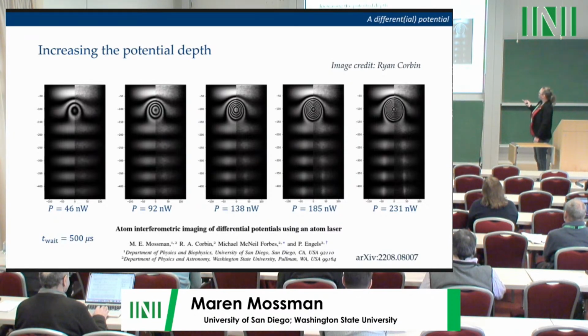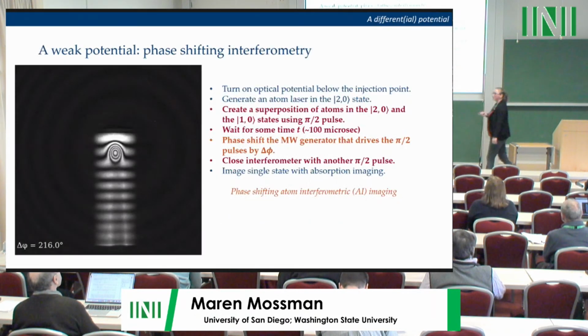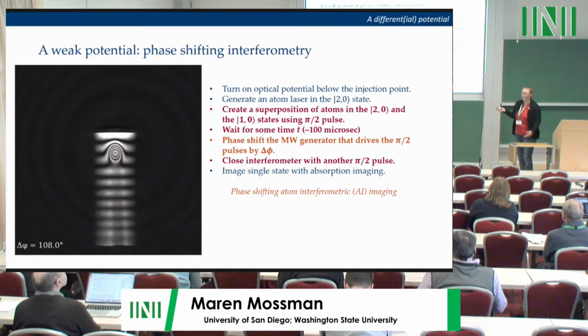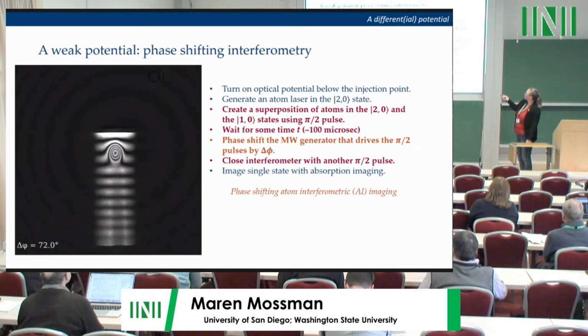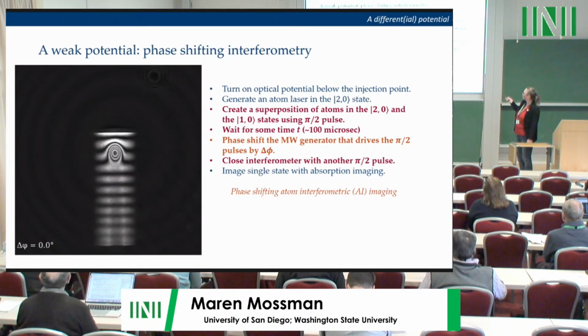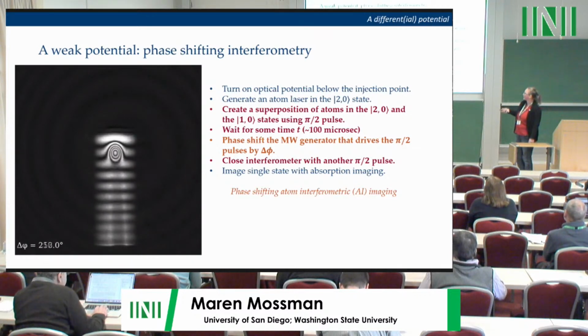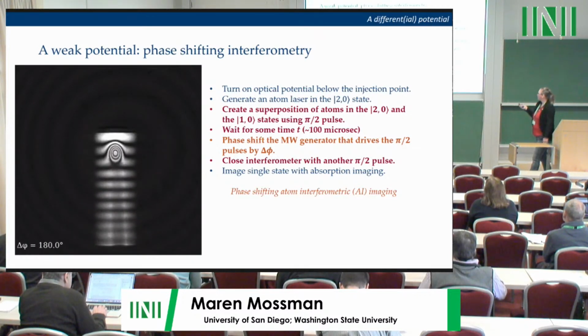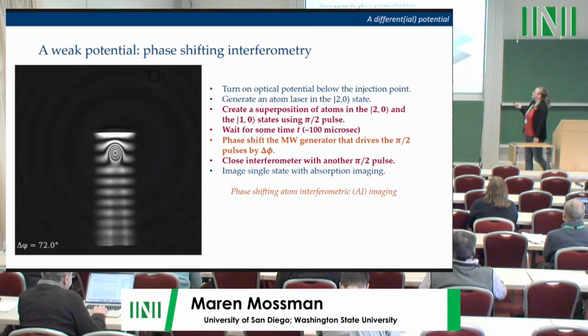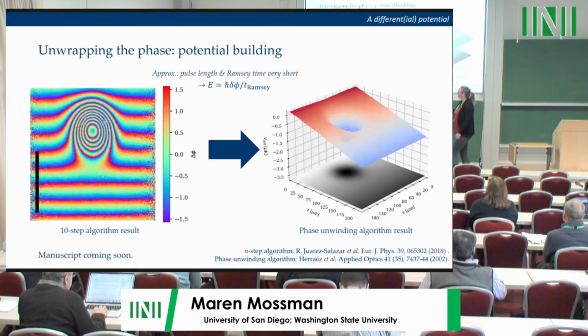But, you know, it might be that you want to know your potential a little bit better. And so one thing you can do is you can use phase shifting interferometry to do this. So essentially you're doing the exact same thing that we were just doing, except now I'm shifting the phase of my generator by some delta phi. And that delta phi is indicated down here. And so what I can do is a 10-step algorithm, which just happens to be because I took 2 pi and divided it by 10.